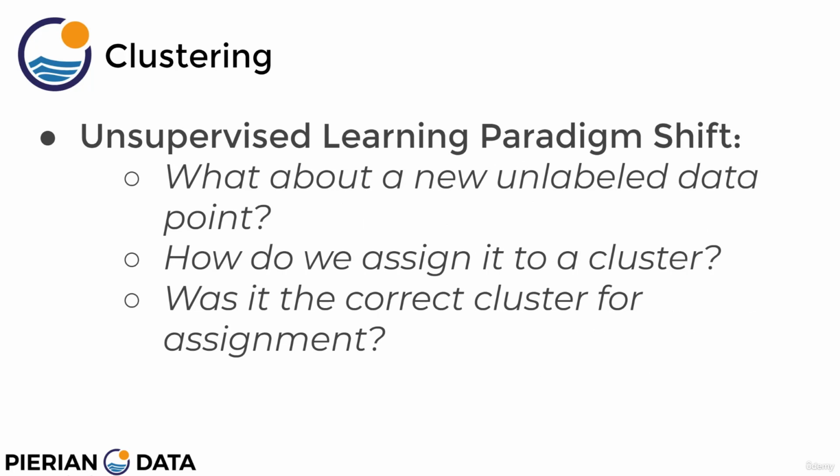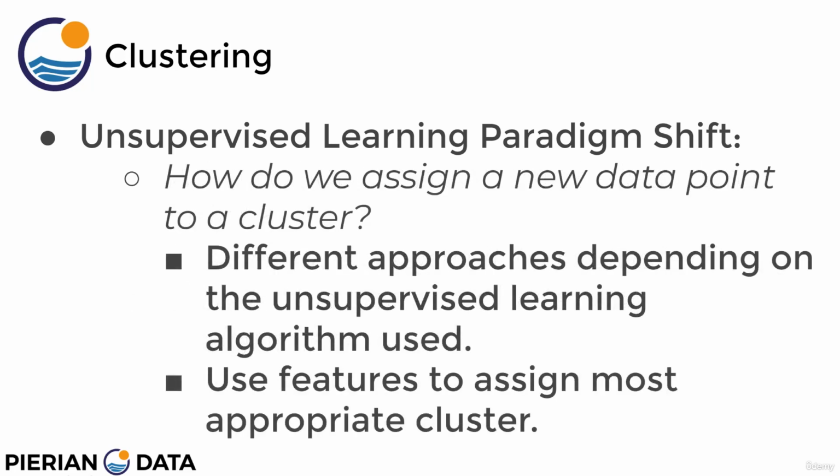So when we're shifting to unsupervised learning, we have this paradigm shift. And you should think about the questions. What about a new unlabeled data point? Recall that from supervised learning, we were always trying to predict the results for a new unlabeled data point. So how does this work when all your data was unlabeled to begin with? And would you assign it to a cluster? And how would you actually know what the correct cluster for assignment was when you don't even know if your original clusters were correct?